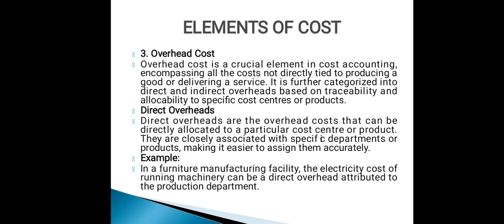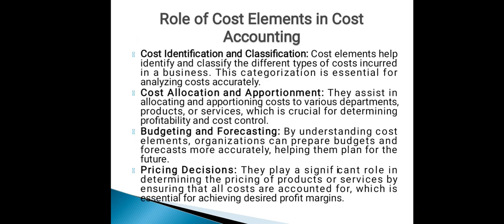So direct overheads are the costs that we can directly allocate or apportion to a particular cost center. It means we are able to find out the cost per unit. Okay, this much amount is paid for the particular product, particular unit. That is called direct expenses or direct overhead. In manufacturing expenses, we can easily find out the electricity cost of running a machinery, which can be direct overhead attributed to the production department.